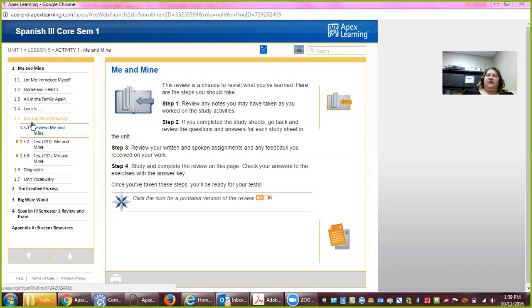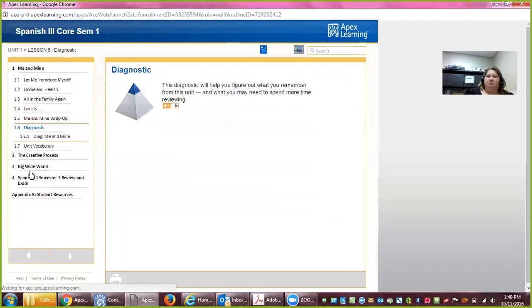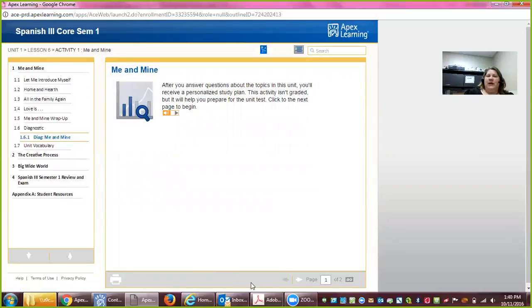So let's take a look. As you finish 1.4, 1.5 will open. There's also this nice little diagnostic test. So let's go through and do a couple questions together. When you click on diagnostic, you're going to get the overview of what it is, and then you have to actually click into it a little bit more. Me and mine is the topic.